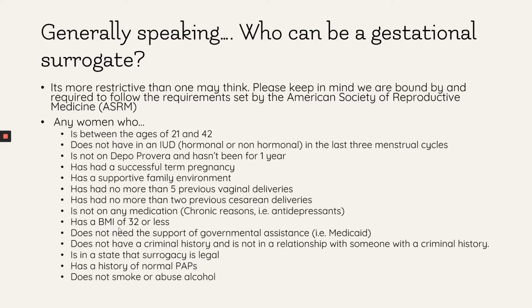You cannot be on any government assistance. You have to have a clean criminal background check, as well as your partner. You have to live in a surrogate-friendly state, which means the laws are friendly where you live, and that's something we will inform you about and help you with. You have to have a history of normal PAPs. If you've had an abnormal one, you have to have a normal one prior to your surrogacy journey. And of course, you cannot abuse or smoke.